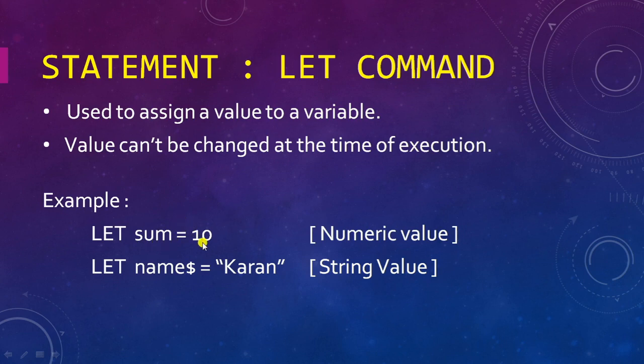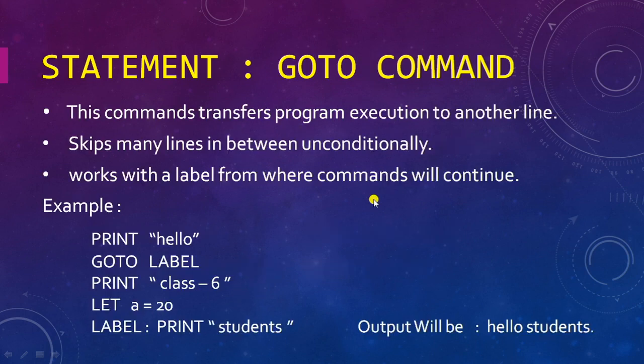These values: you gave 10 in sum, so it will always remain 10 in that program, unless you change it. It's a constant thing. In the same way, the name variable will have the current value only. So here are two examples. In the sum variable I am putting the value 10, a numeric value, that's why there is no dollar sign. But in the name variable I am putting current as a string value, that's why there is a dollar sign. Next we have a go to command.